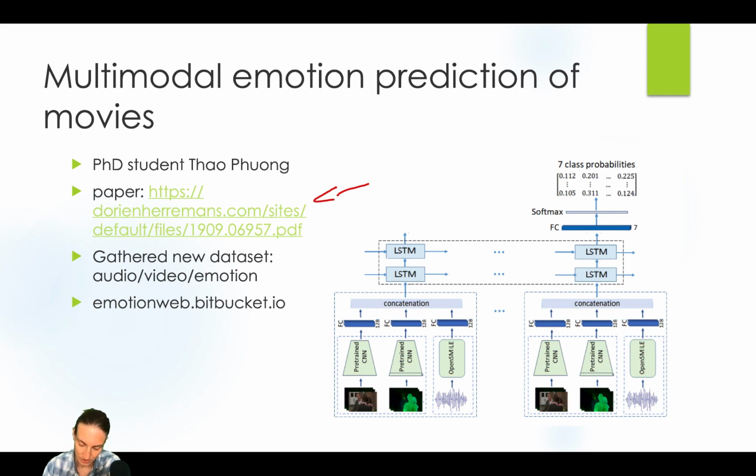Now, we leveraged some pre-trained networks. So we leveraged a ResNet 50 CNN to extract objects. We leveraged another pre-trained CNN to do scene detection, and then we used OpenSmile to extract a bunch of audio features. Okay, all of this was fed into an LSTM model, remember a sequence model, 2 LSTM layers, then a fully connected layer to do softmax prediction of 7 emotion classes.